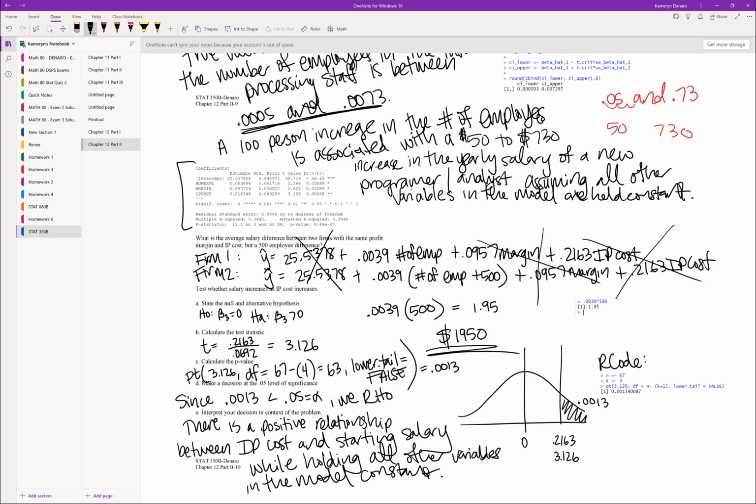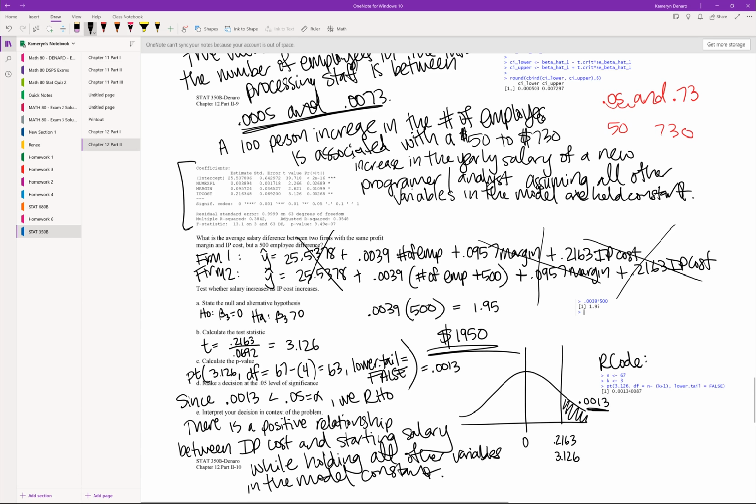Now, one thing to note, our p-value is 0.0013. If you check the p-value here, this is 0.00268. This is for a two-sided test. So that means that over here was also 0.0013. So altogether, that gives us 0.0026. That would be the p-value for a two-sided test.